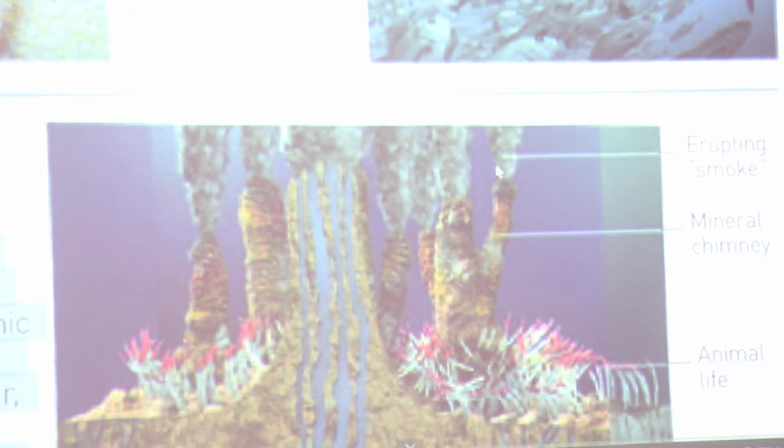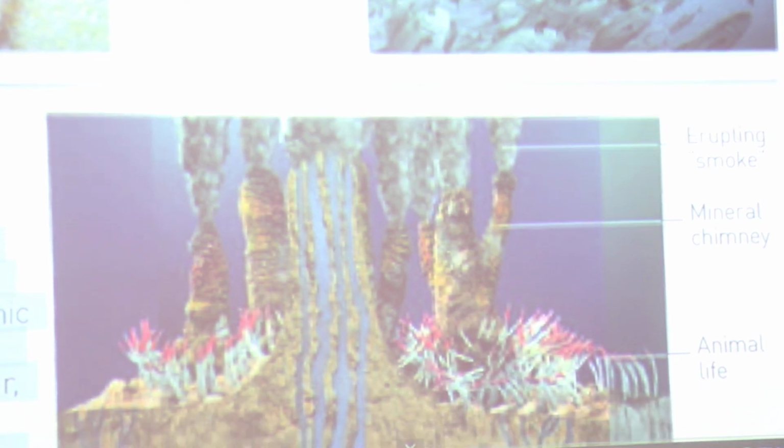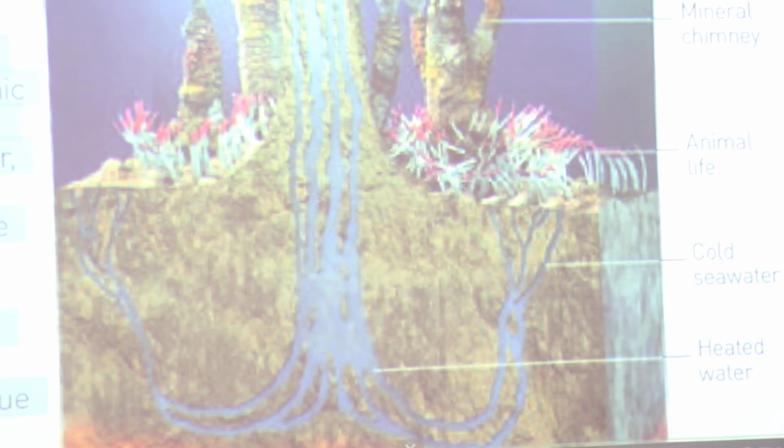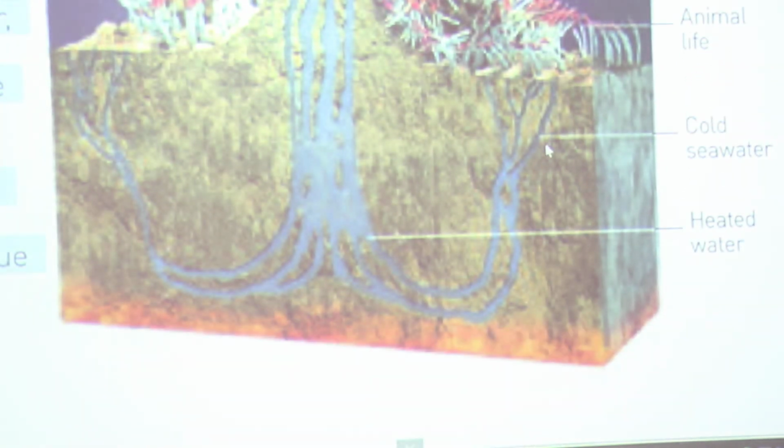Erupting smoke here, mineral chimney, as I mentioned earlier. Animal life, that's the area that sustains life, where animals of the kind I mentioned earlier can live. Cold seawater, it's in blue, and heated water, which is underneath. Actually, this one, the cold water, is a bit darkish here, you can see, and underneath there it's heated water. Now, that's just what it looks like.